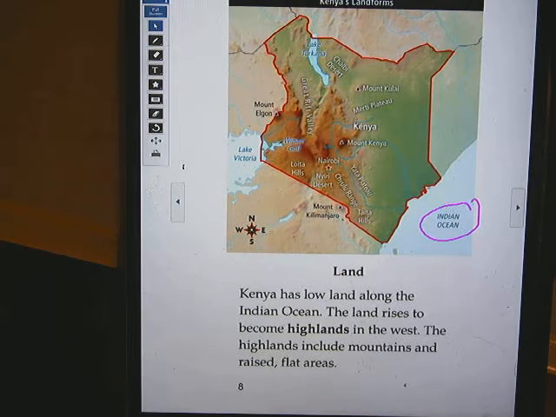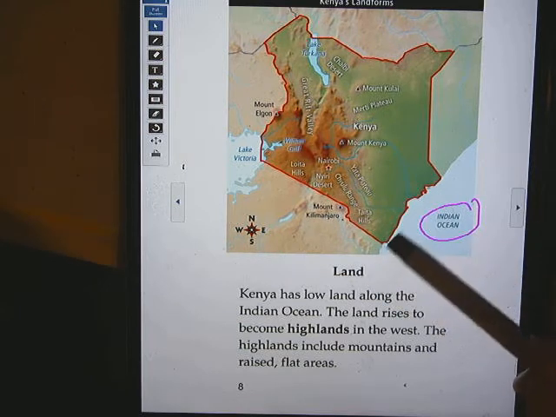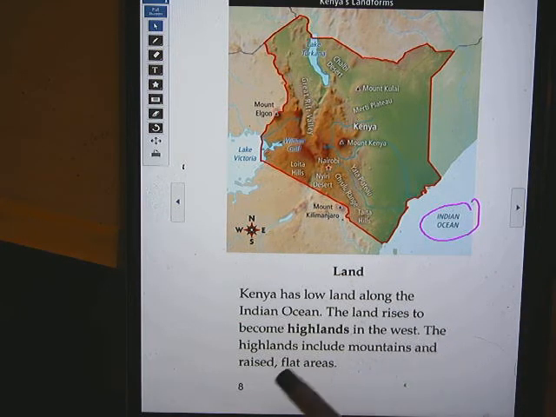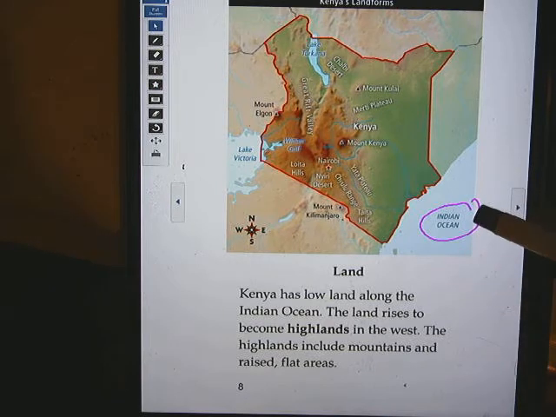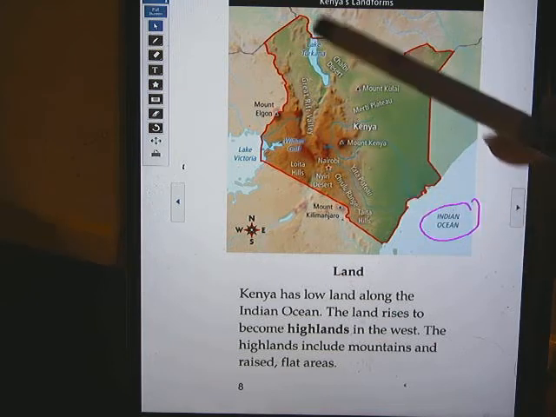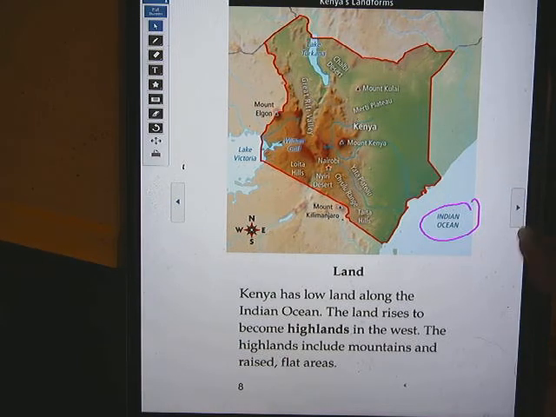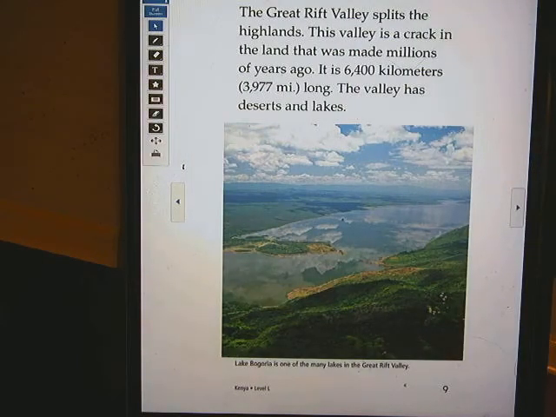Land. Kenya has low land along the Indian Ocean. So you'll see this is kind of like Ohio. It's pretty low. The land rises to become highlands in the west. The highlands include mountains and raised flat areas. So this is here, and as you go more west, you're going to notice more of that land, including mountains and raised flat areas. The Great Rift Valley splits the highlands. This valley is a crack in the land that was made millions of years ago.